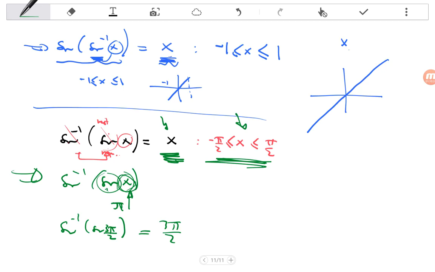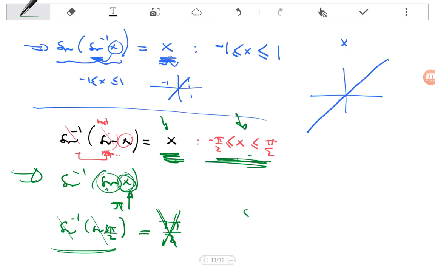It would be a modified version of x, so that result is wrong. I can't cancel these two with each other. No, I can't do that. Why? Because 3 pi over 2 is outside the restricted domain.